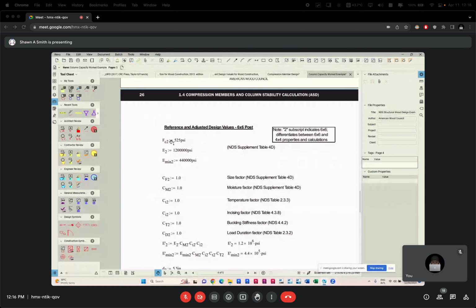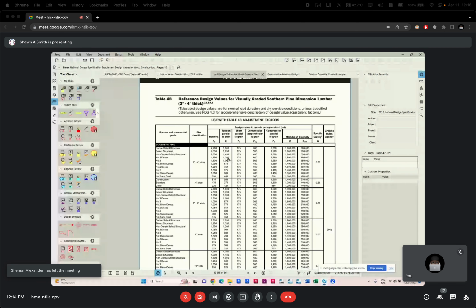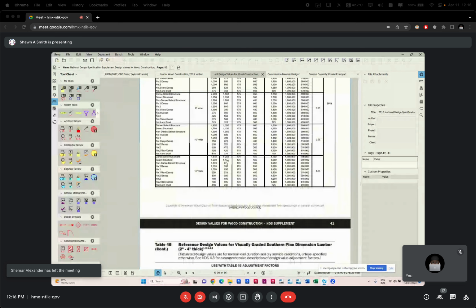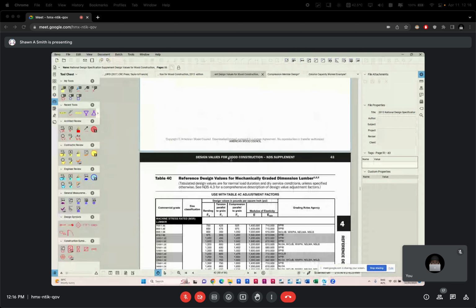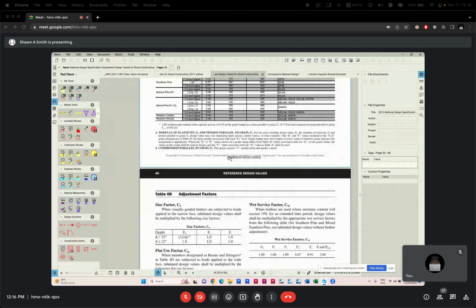Where did they get that from? Table 4D. They said table 4D, but why 4D? Let's look at what's in table 4D.